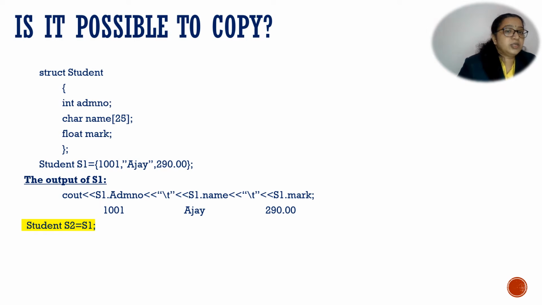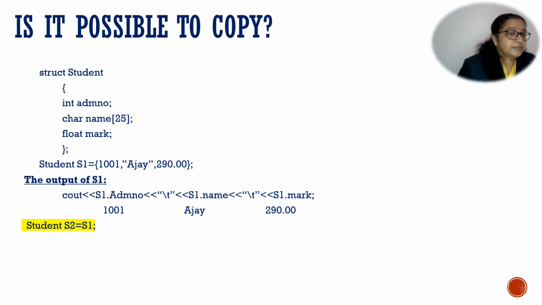Is it possible to copy from one structure variable to another structure variable? That is the question here. We already studied it is possible to copy from one variable to another if it's an integer, or a character, or a string. A is equal to B means the value of B will be assigned to A. Same way, is it possible to copy from a structure variable to a structure variable? Just go through the example.